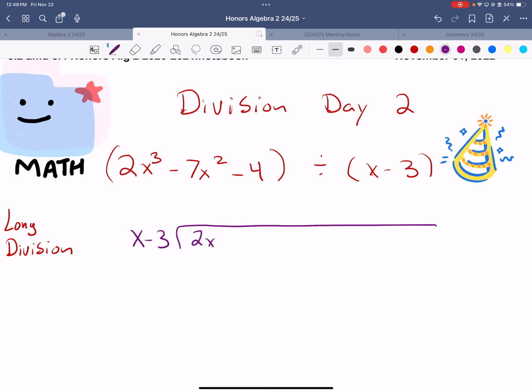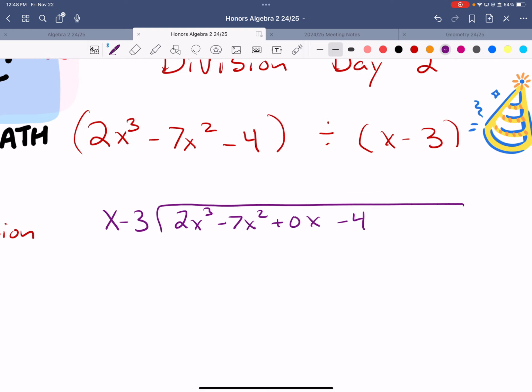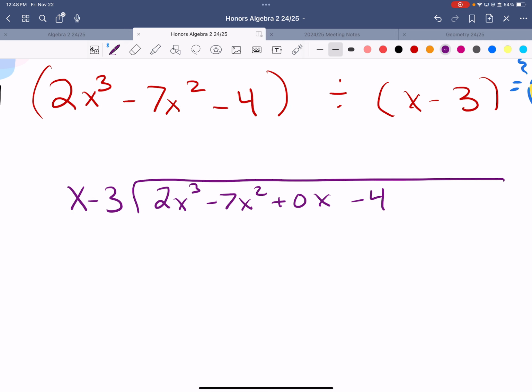So we've got 2x cubed minus 7x squared plus 0x minus 4. Make sure you account for every single one. So 2x squared. That gives us 2x cubed minus 6x squared. Make sure we subtract, so change the signs.